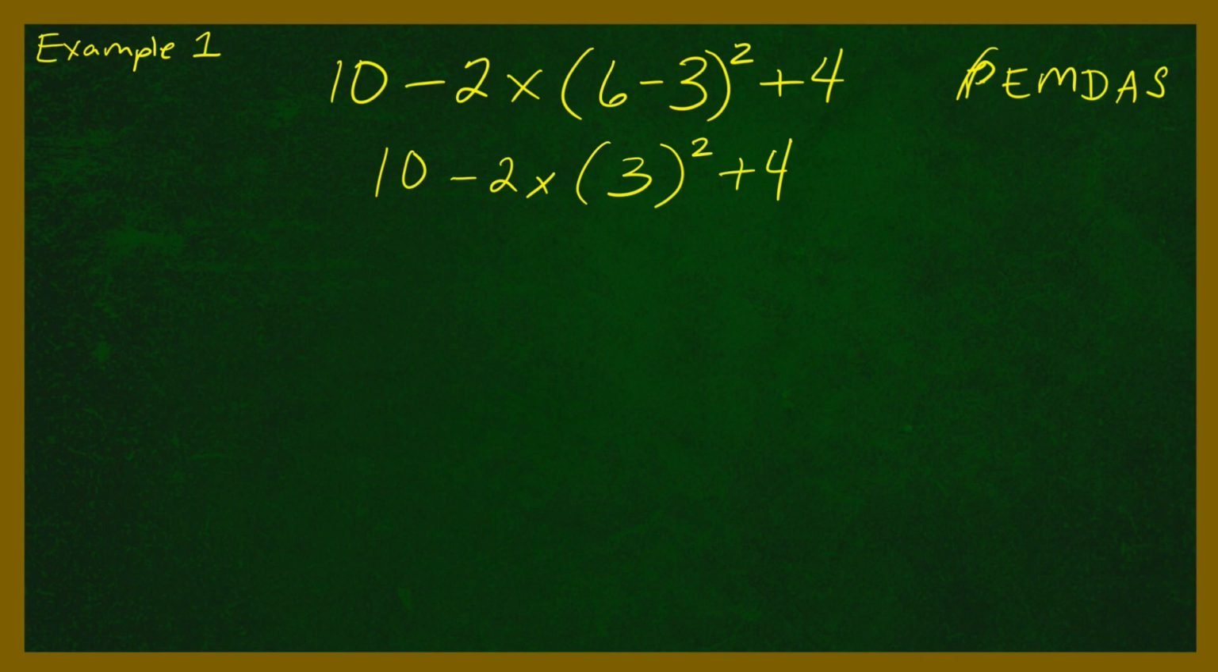Do we have any exponents? Well, yes. The result of our parentheses, 3 raised to the second power, will give us 9. So we'll bring down the 9. Do we have any additional exponents? No, we don't. So next up is multiplication as well as division, because we work these both from left to right. So our first set we have, well, our only set is 2 times 9, which gives us 18.